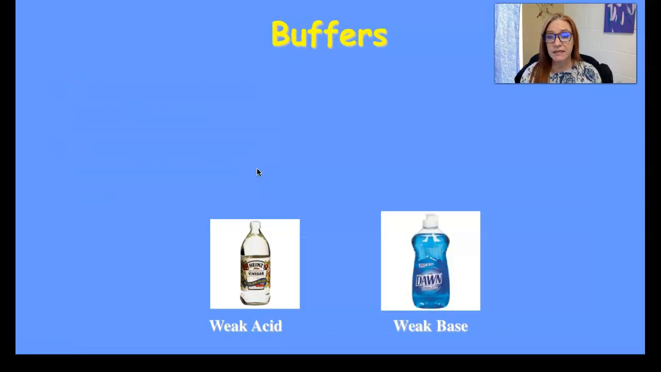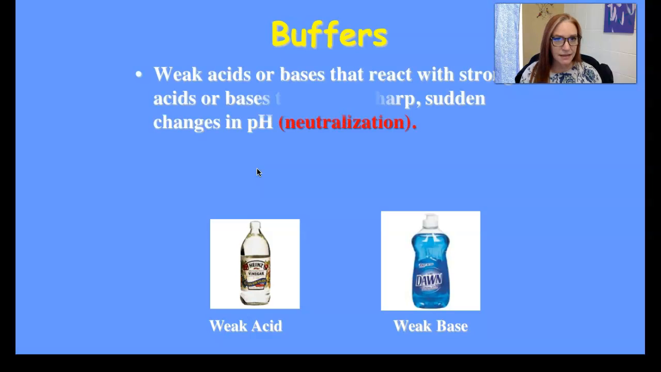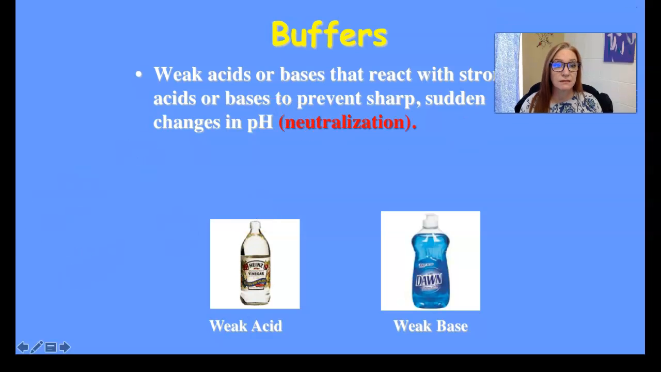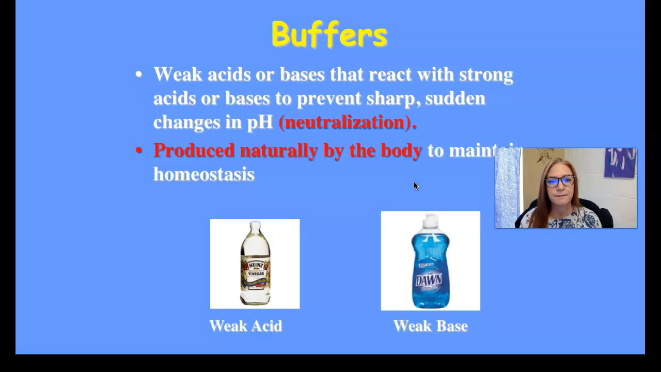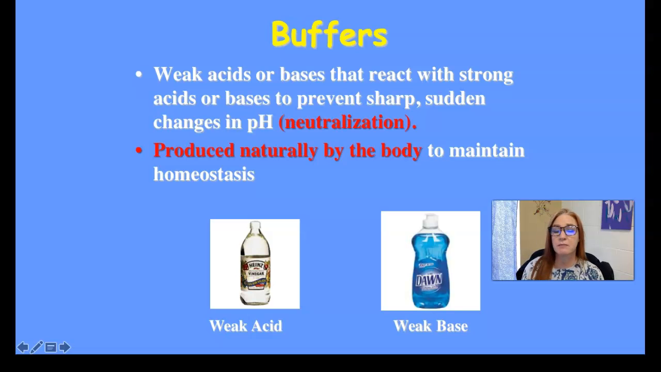And then we have buffers. So these are weak acids and weak bases, and they'll help balance the pH of other solutions. Okay? They neutralize things. Sorry, I'm scratchy today. Okay. And these buffers are actually produced naturally in the body to help maintain homeostasis, to get those hydrogen ions and those hydroxide ions to kind of mellow out and reform into water, essentially, is what neutralization does.